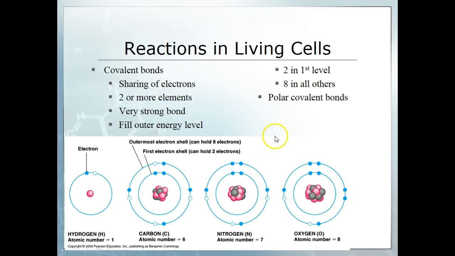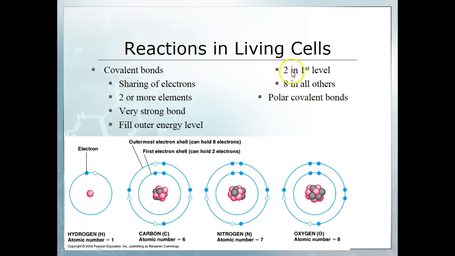Okay, so let's talk about reactions in living things or in living cells. We're talking about covalent bonds. Covalent bonds, remember, are sharing of electrons. It is a very, very strong bond, and it's a bond between 2 or more elements, and those elements have to be sharing electrons. Okay, the goal of any bond really is to always fill the outer energy level, and in these bonds it is no exception.